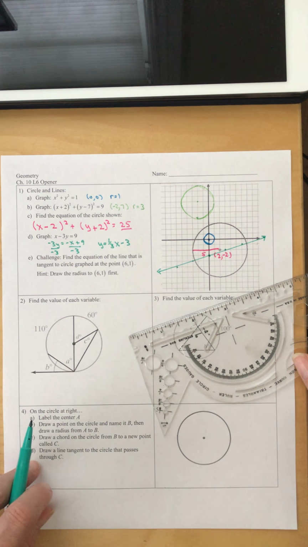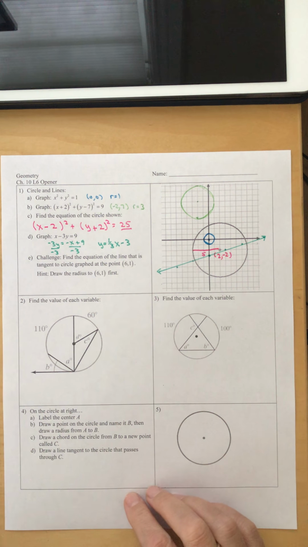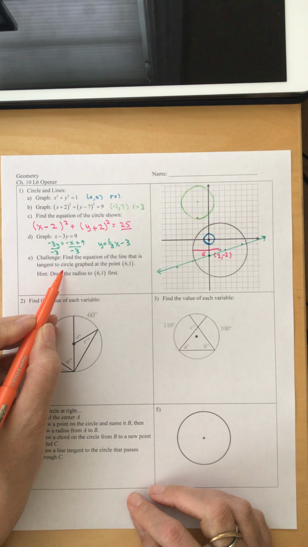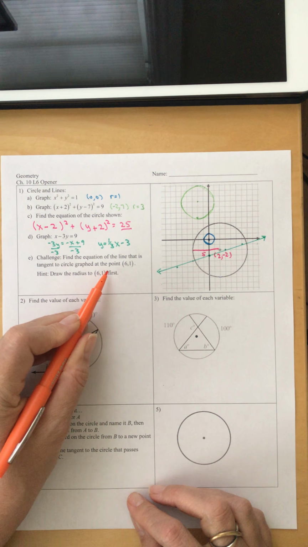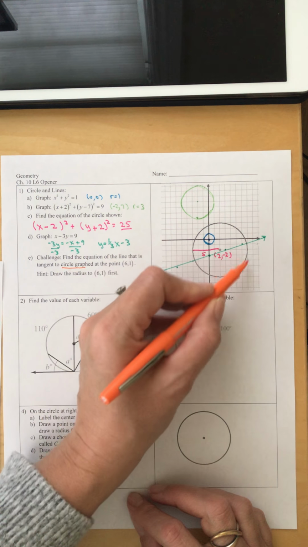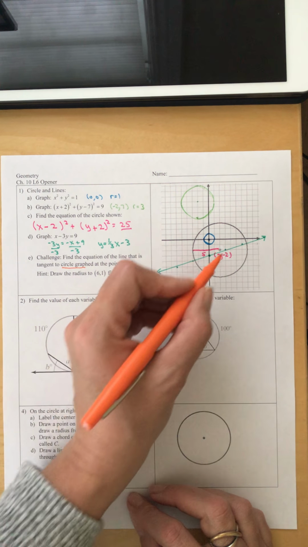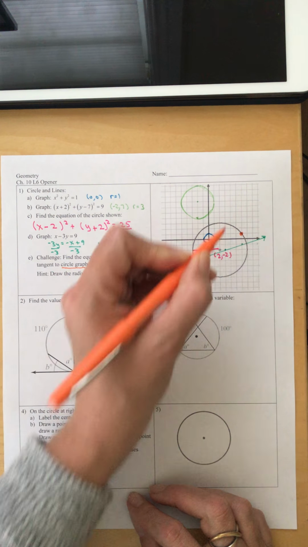And then the last part of this question is a challenge. It is optional, but if you're interested in the challenge, you should pause the video and see if you can figure it out yourself. It is to find the equation of a line that is tangent to the circle graphed at the point 6, 1. So the circle graphed here means the circle that was already graphed on the diagram, and you are looking for a line that is tangent to the circle at the point 6, 1.